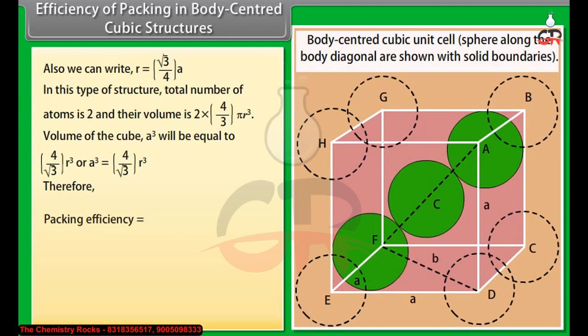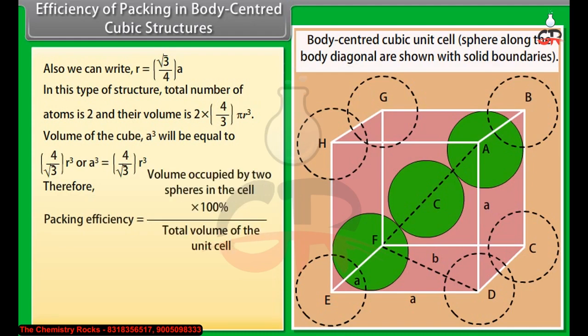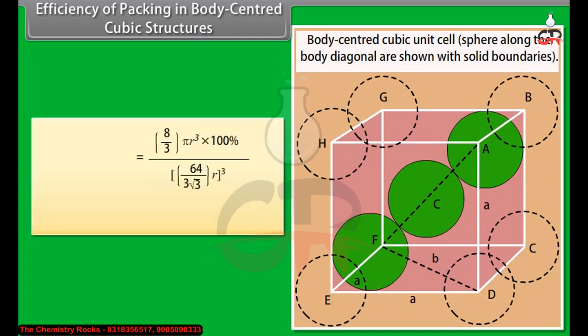Therefore, packing efficiency is equal to the volume occupied by two spheres in the cell × 100 upon the total volume of the unit cell, which is 2 × 4/3 πr³ × 100 upon (4/√3 r)³, which is 8/3 πr³ × 100 upon 64/(3√3) r³, which is 68%.